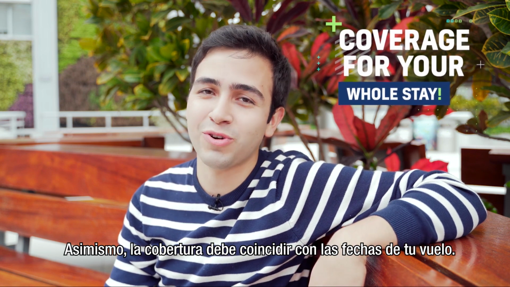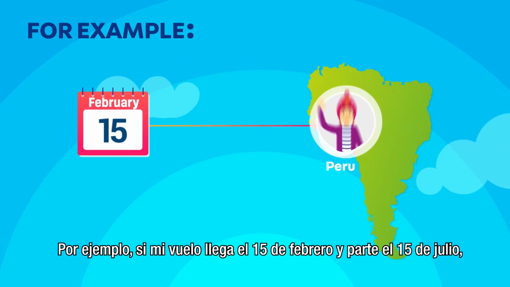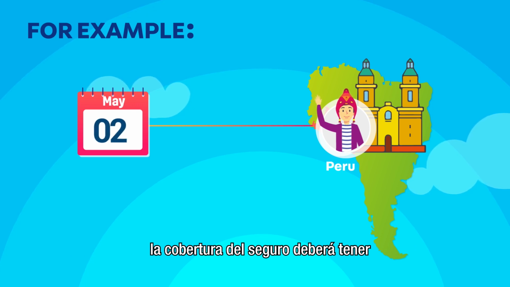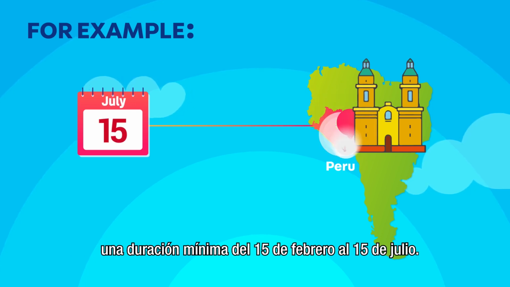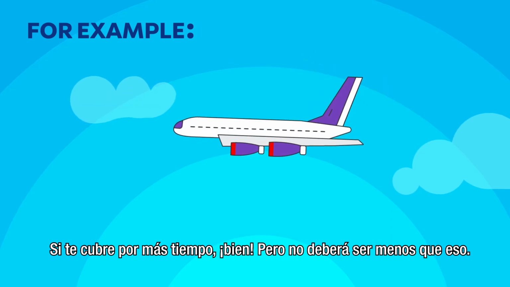Also, the coverage must match your flying dates. For example, if your arriving flight is scheduled for February 15th and the departing flight for July 15th, you must be covered by insurance at least from February 15th to July 15th. If the coverage is longer, great, but it shouldn't be less than that.